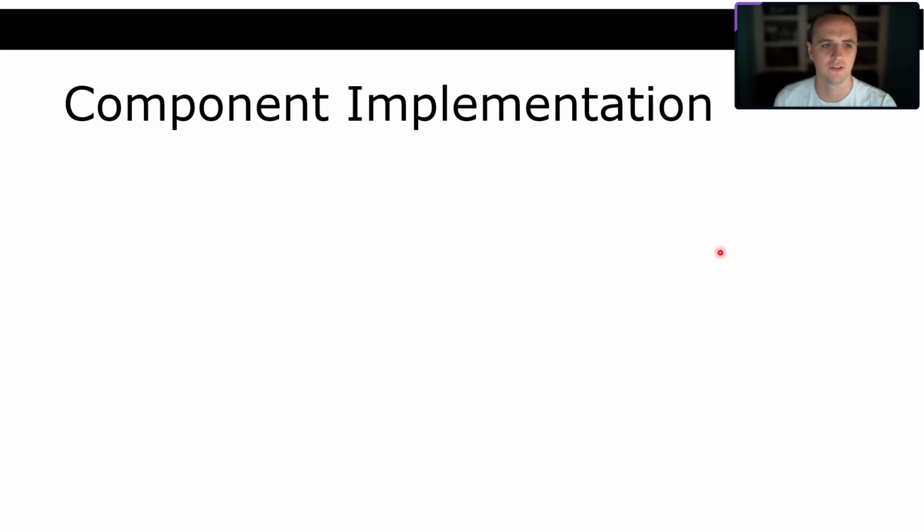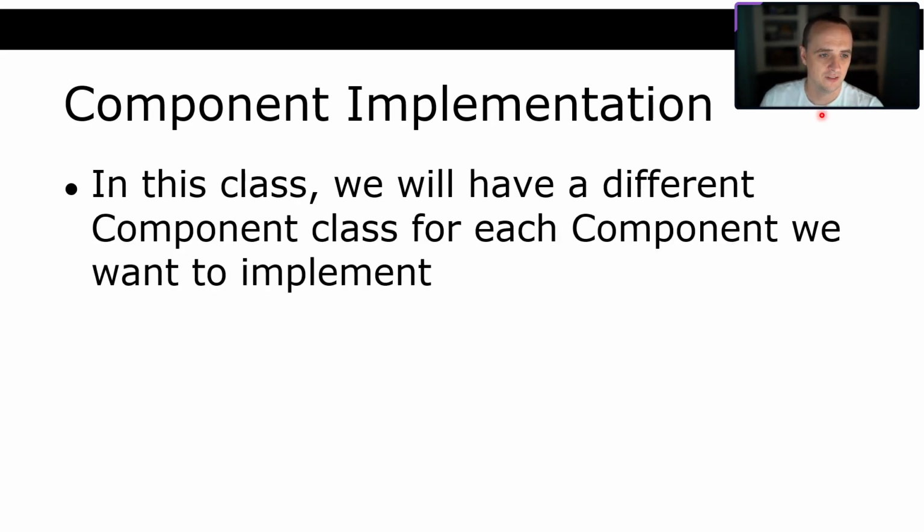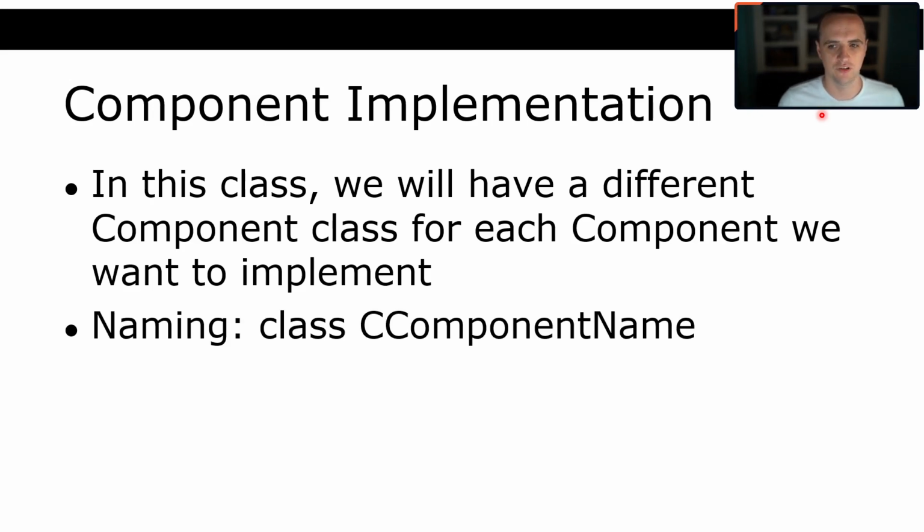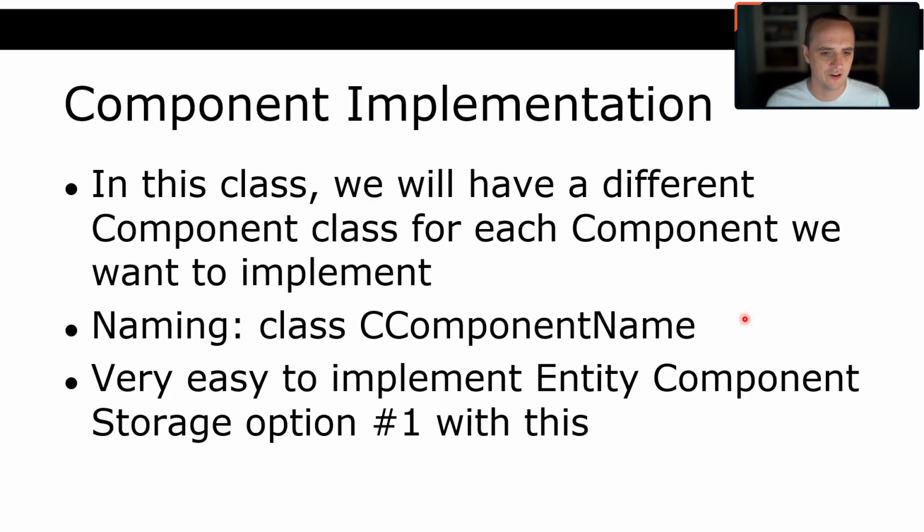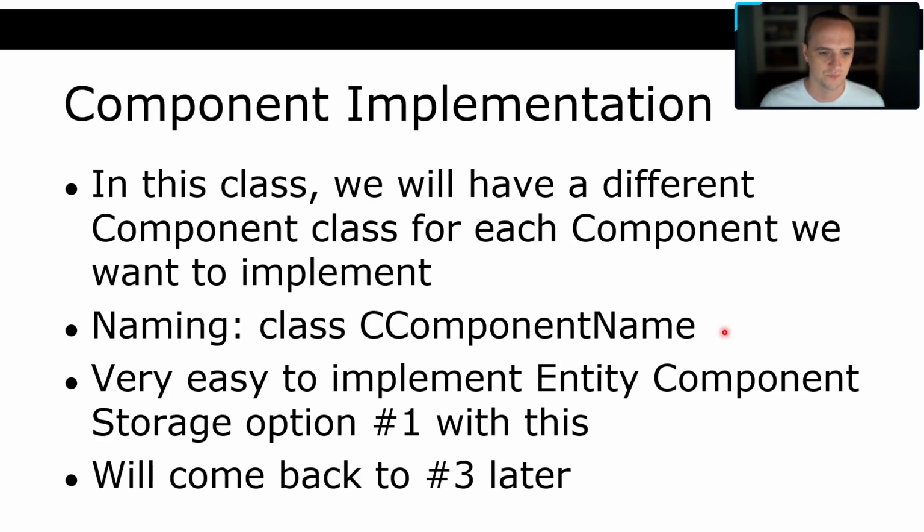So how will we implement our components then? In this course, we will have a different component class for each component that we want to implement. And what I'm going to do is I'm going to have a naming convention, which is C component name. So for example, that first C stands for component, and then the name of the component is going to be, for example, CTransform. Or CHealth, or CGravity, or something like that. And it's very, very easy to implement the entity component storage option number 1 with this. And we'll come back to number 3 or number 4 a bit later in the course.